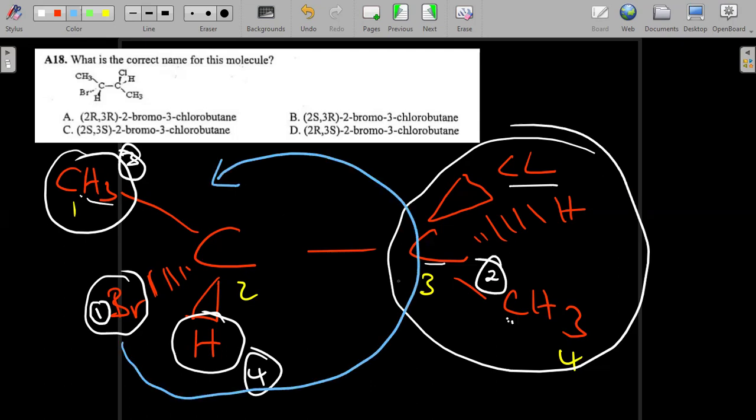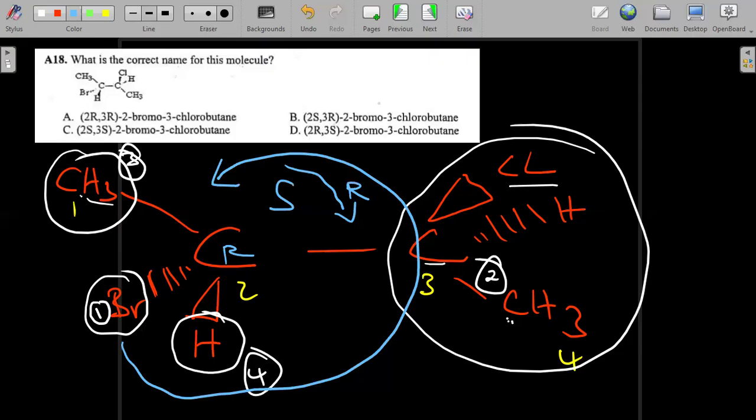When we go in the counterclockwise direction, we say that is the S configuration. Then you look at where your hydrogen is. The hydrogen here is on the solid wedge, so we have to reverse our configuration. So this will be R. The configuration at this carbon will just be R. That's how we can find it.